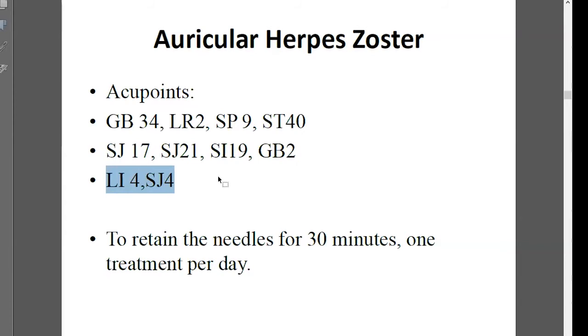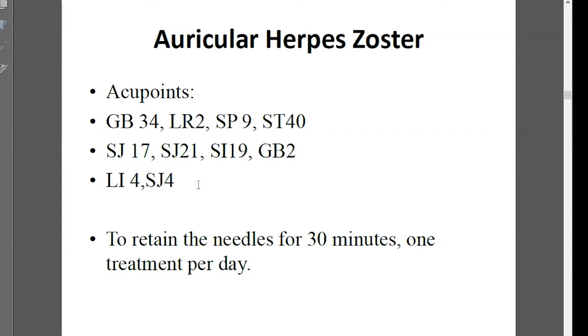So what are we changing for different patterns? We're only changing one line here. Triple Burner 4 is a distal point because the Triple Burner channel goes directly to the inner ear. But we're not limited to Triple Burner 4. You can use Triple Burner 5, or maybe some other channels, like the gallbladder channel, which goes inside the ear, and even the small intestine channel. You can pick some other points.